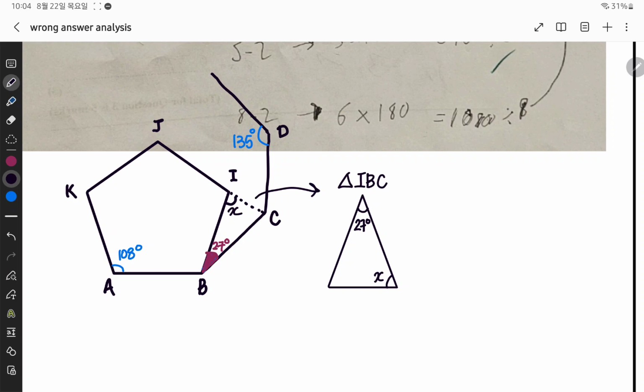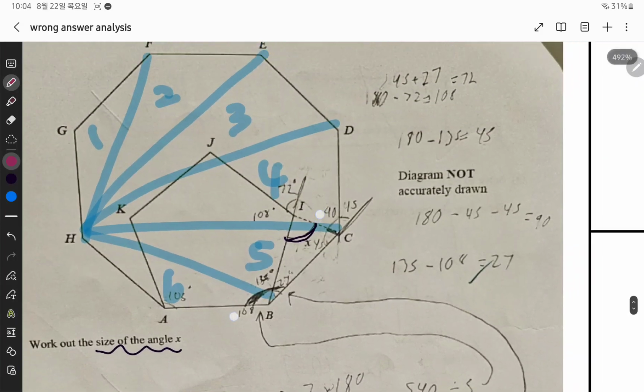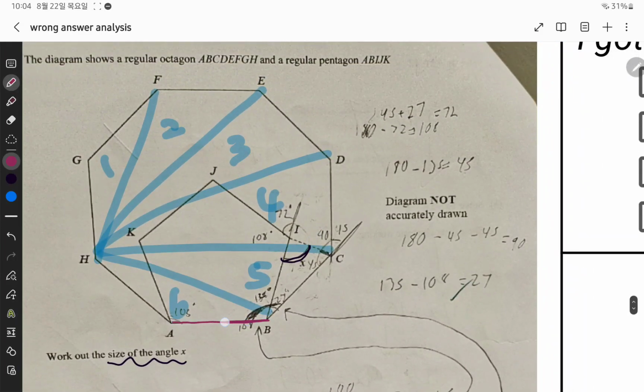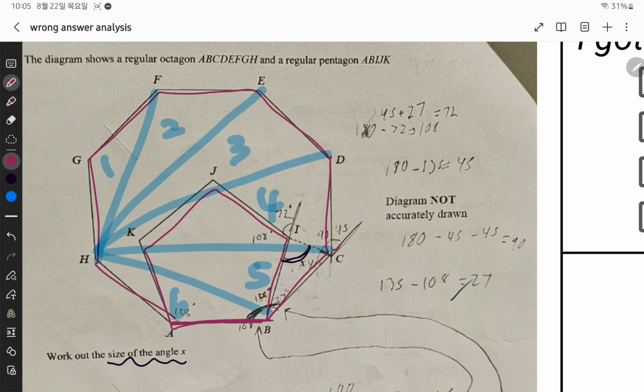But one thing you need to notice about the sides of the pentagon and the octagon is that this side and this side are all the same length. How do I know that? As you notice, the regular octagon and the pentagon share one side, right? Therefore, since the octagon has this side, this side, this side, every side has the same length, same as the pentagon, which has this side, this side, this side, this side, and this side, which is the same length.